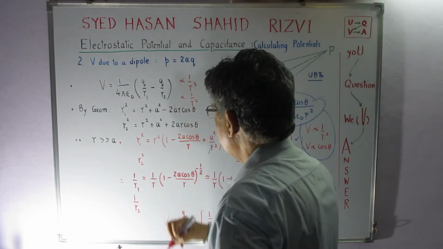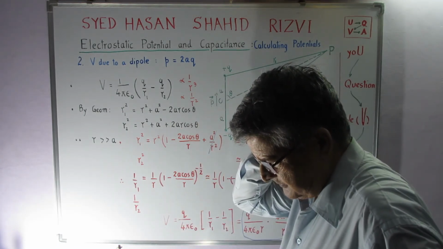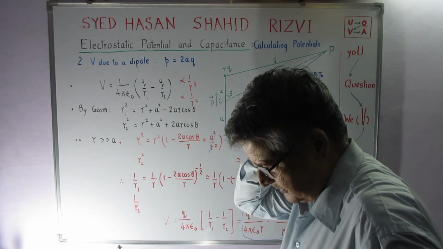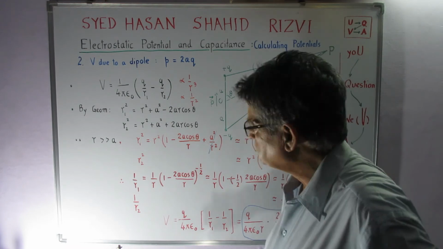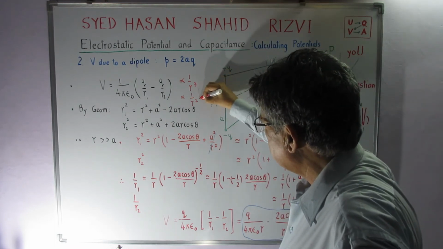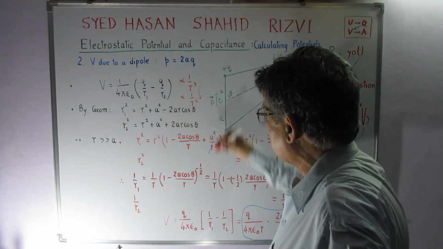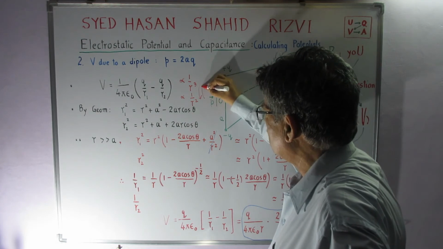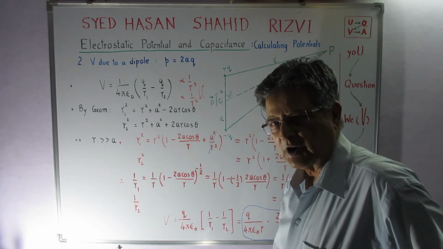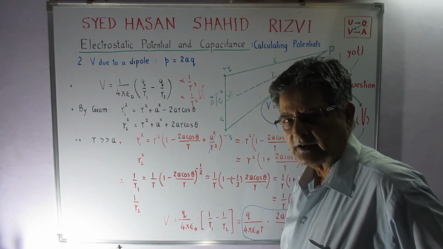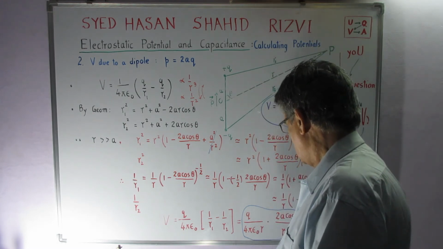Okay. And if you give it a little bit of a think, if I integrate 1 upon R cube, I will get 1 upon R square. And if I differentiate 1 upon R square, I will get 1 upon R cube. So that is the kind of relationship that exists between the potential and the electric field that we will shortly visit. Okay?